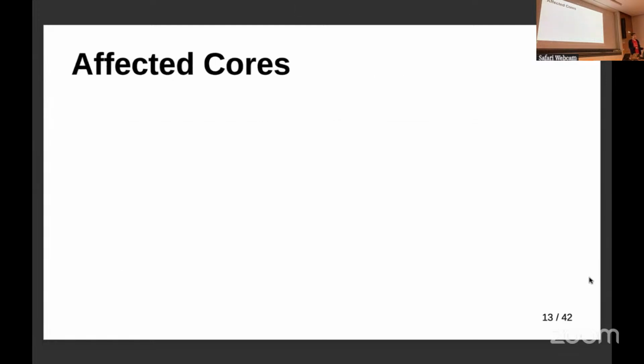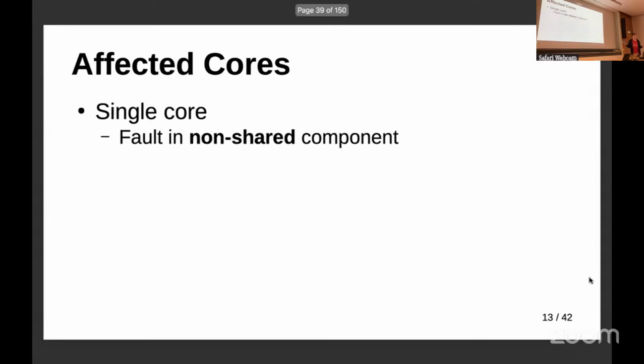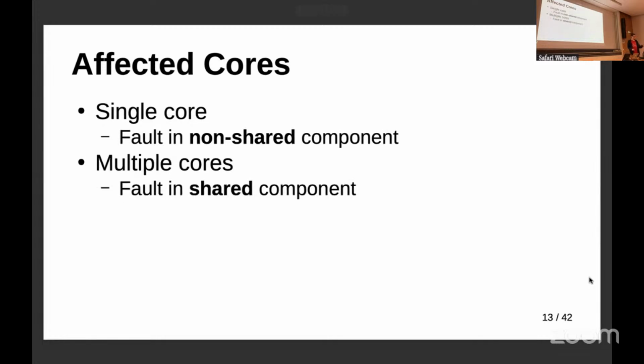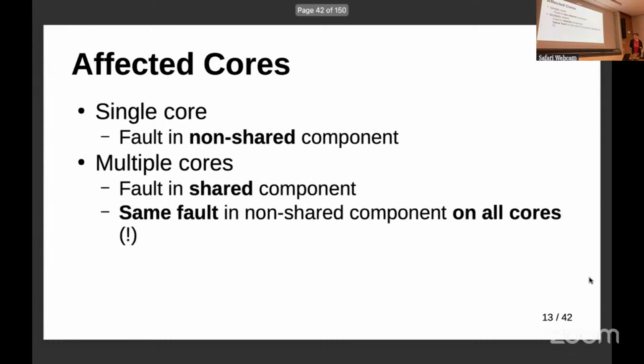Next, they look at how many cores are actually affected by SDCs. They distinguish basically that the SDC may either affect a single core, which is typically caused by a defect in a non-shared component only isolated to that core, for instance, an ALU. And there are other faults which can affect multiple cores. Typically, this would be a fault in some kind of shared component, like a cache. However, they did mention that there was at least one instance where they found a CPU which had the same fault in the same components on every core.